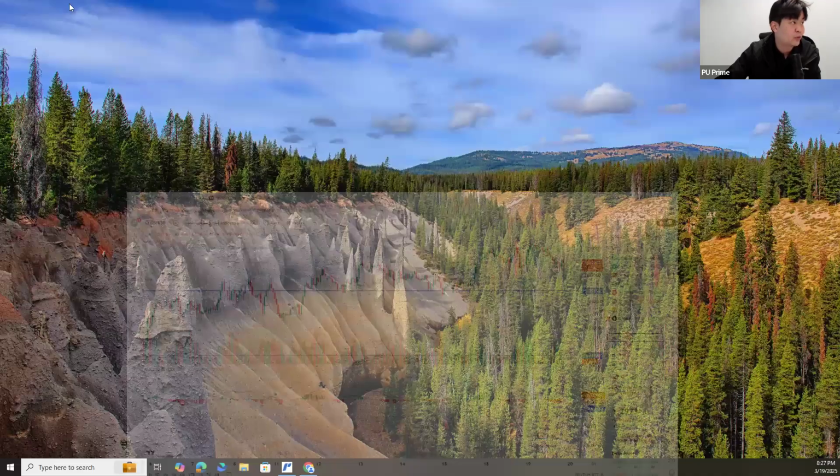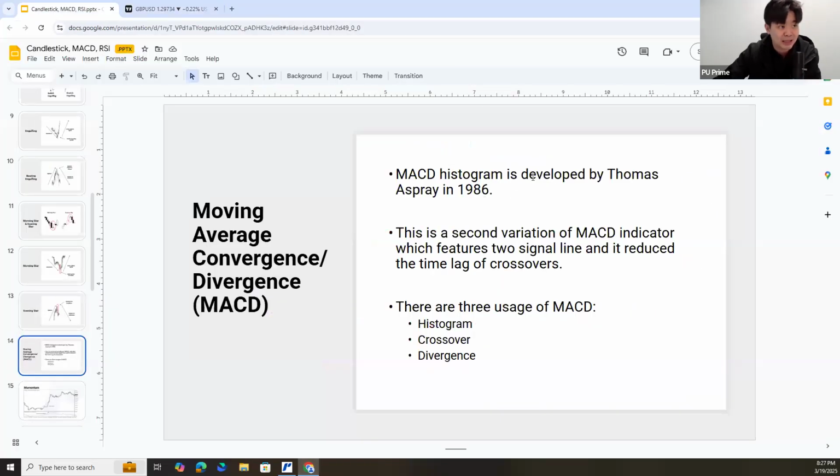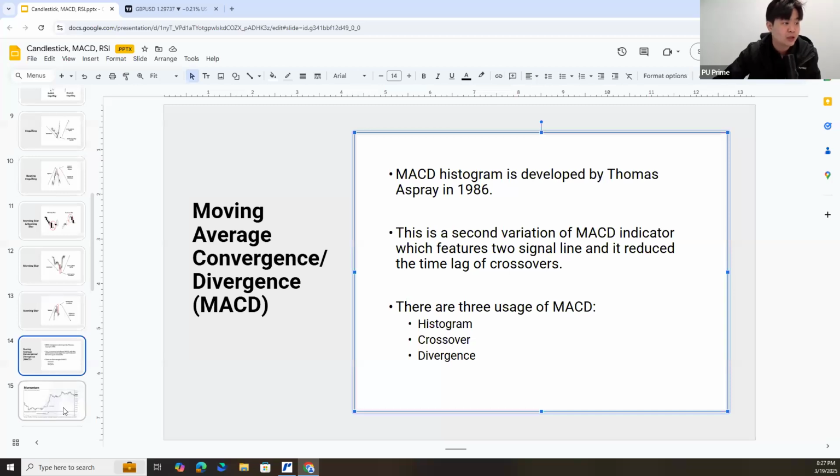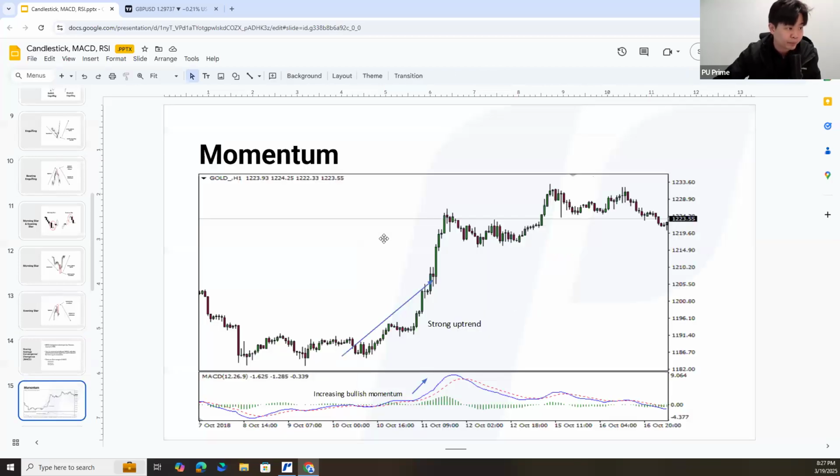Now we will go through what MACD is, one by one. MACD was developed by Gerald Appel in 1986. The usage of MACD can be split into three things. The first thing is the histogram. The second thing is the crossover. The third thing is the divergence. I will explain one by one.